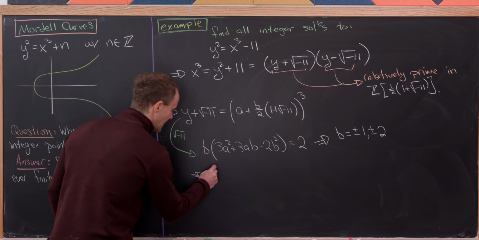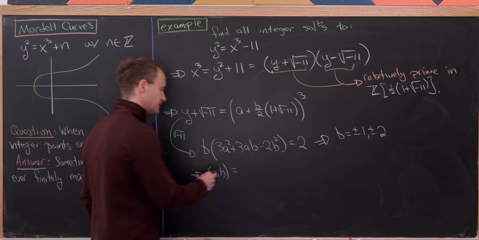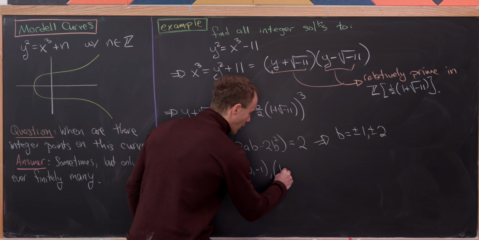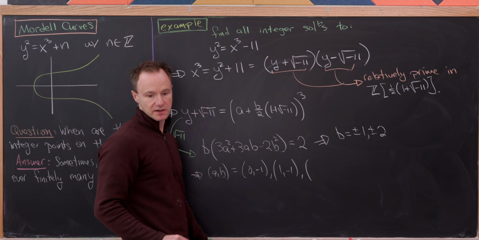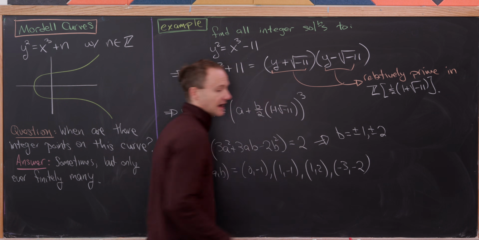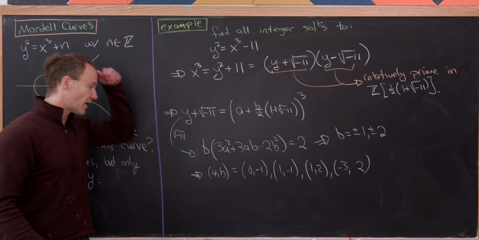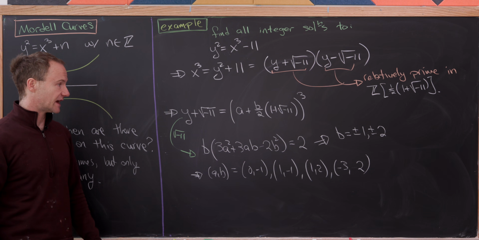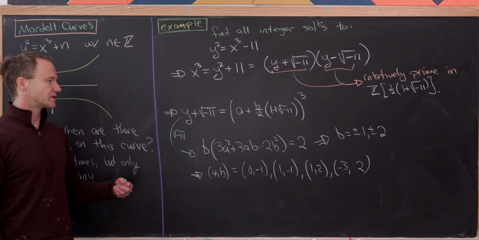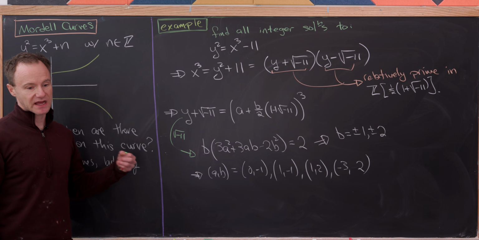But putting this all together, a comma b must come from the following set. So 0 comma -1, that's one possibility. 1 comma -1 is another possibility. 1, 2, and -3, -2. Or sorry, -3, 2. So those are our only possibilities for values of a and b. But the values of a and b are not the numbers that we wanted. The numbers that we wanted were values of x and y.